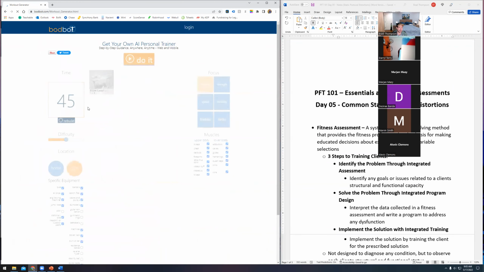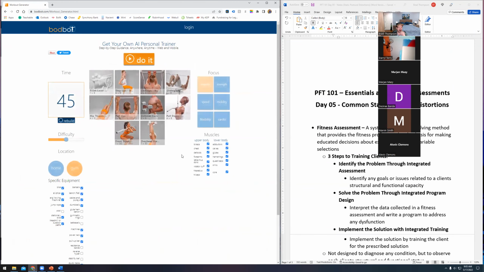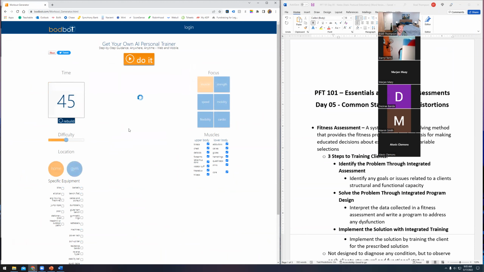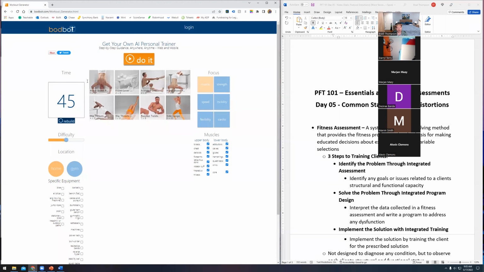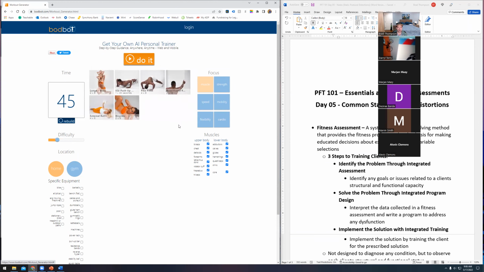Workout generator, BodBot. There we go. So they just put a random one together here, right? Let's say we want an at-home one. And there's a random one together. Let's see what would happen if we lower the difficulty down. There's a random one.